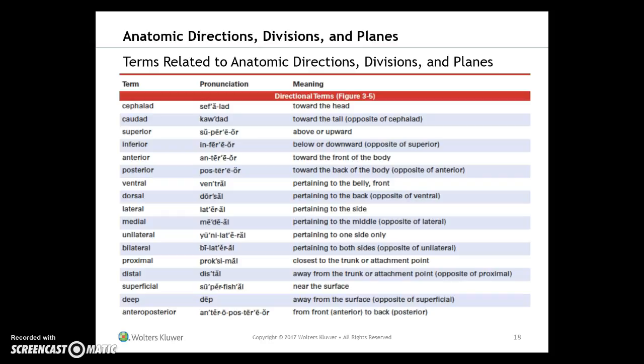So we'll begin with the first term: cephalad, caudad, superior, inferior, anterior, posterior, ventral, dorsal, lateral, medial, unilateral, bilateral, proximal, distal, superficial, deep, and anteroposterior.